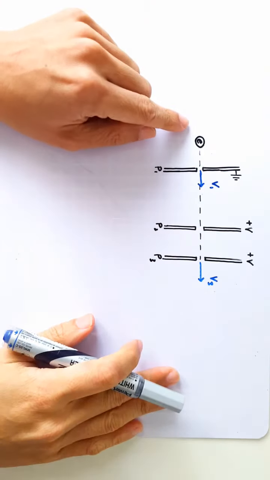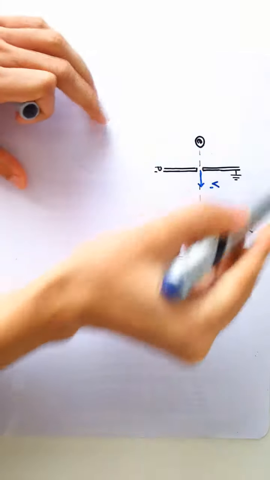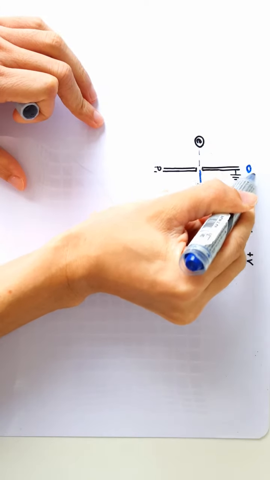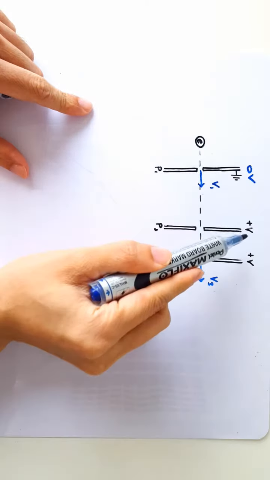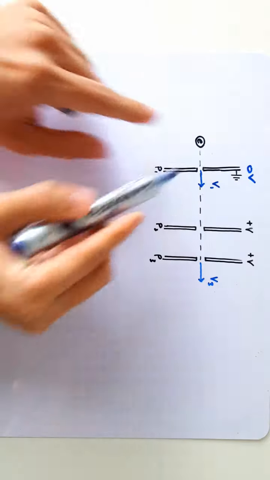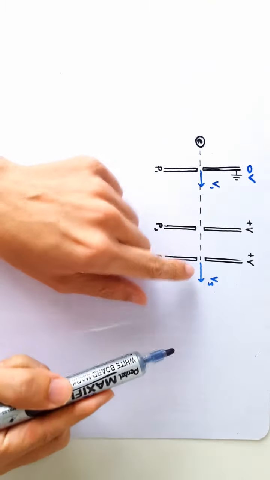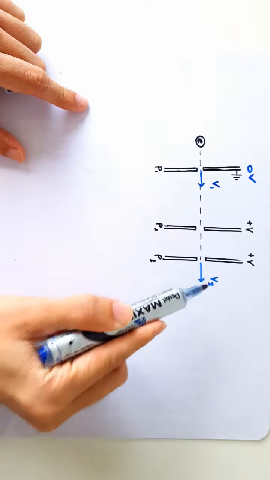Okay, in this question, we have three plates. The first one is at 0 volt, and the second and the third plates are held at plus V volts. So we have electrons coming in here, exiting here. So what's the relationship between V1 and V3?